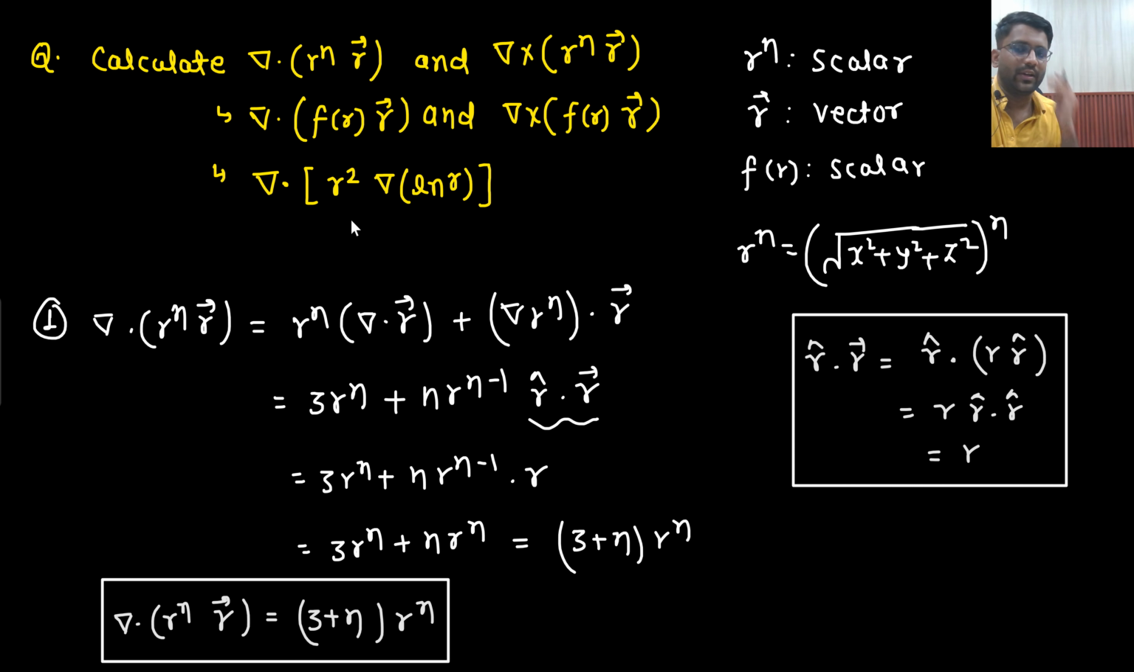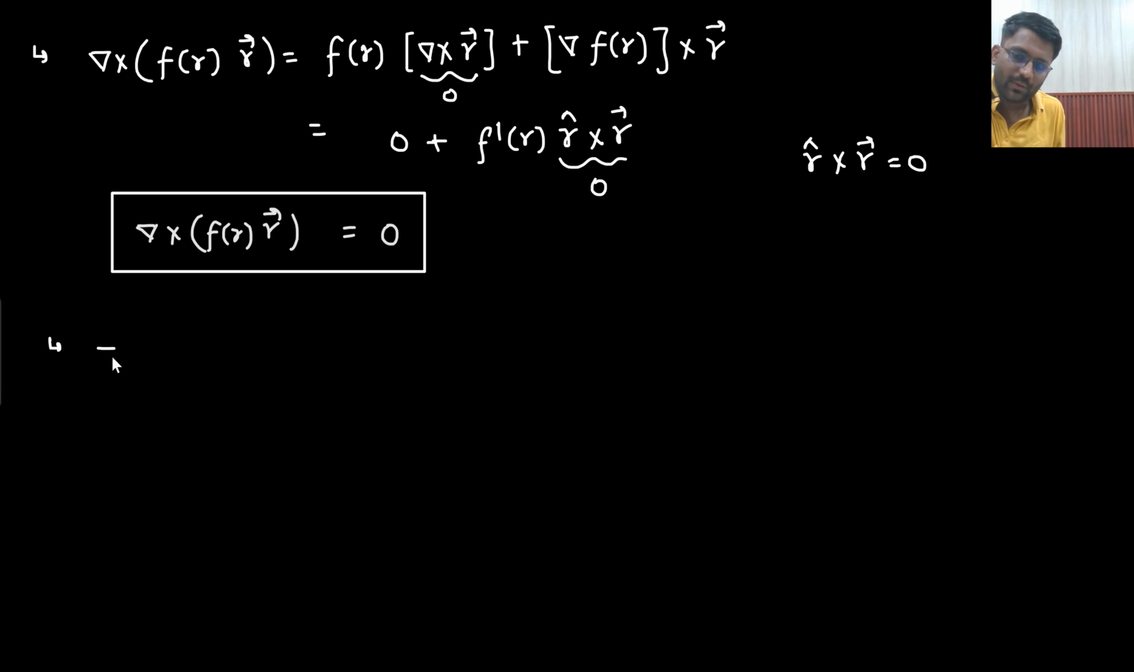This is a GATE question only. Del dot r squared del ln r. Del dot r squared del ln r. What do you think? What will you do? Sir, blindly r squared comes outside. This is what you will try to do. Look, one thing, this you can solve, no? Right? You can solve it.